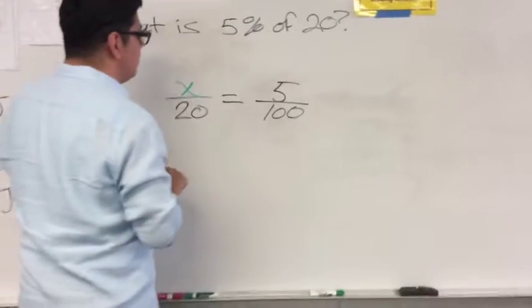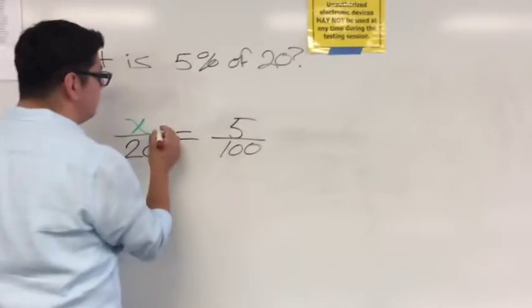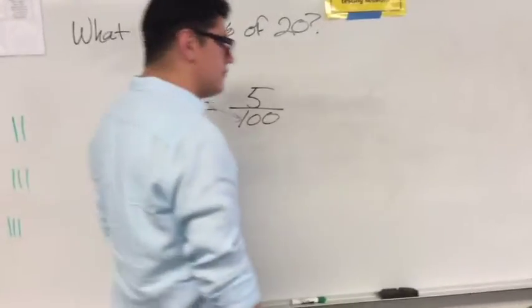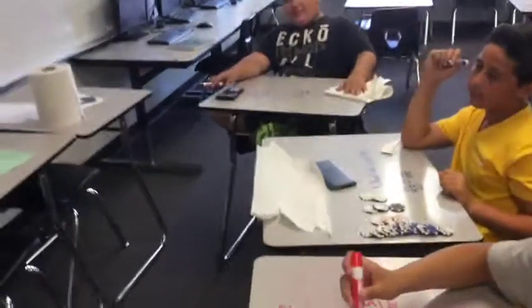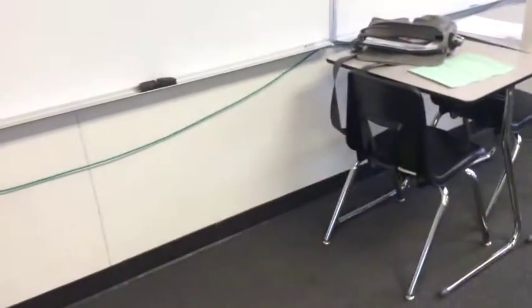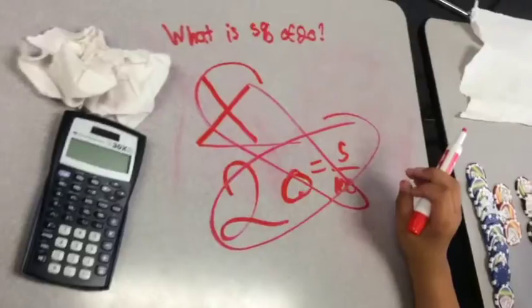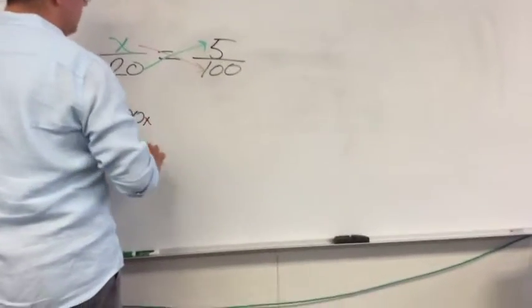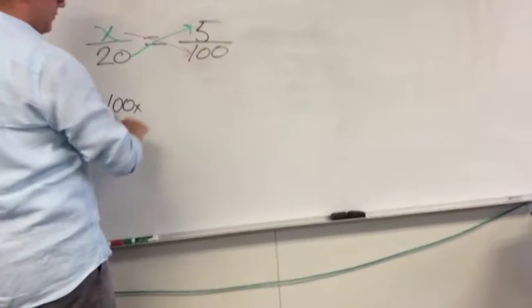Now look, this is where the cross multiplication comes in. That is going to multiply that. So X goes to 100 and 5 goes to 2. Okay, so John, what's 100 times X? It's 100 times X, so it's 100X. Good.